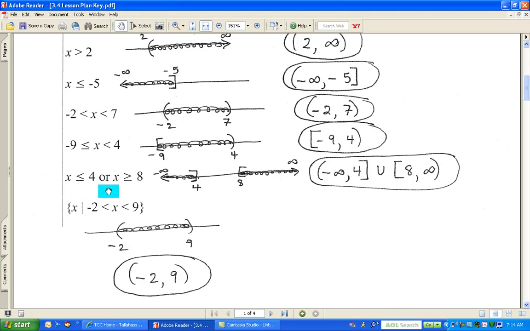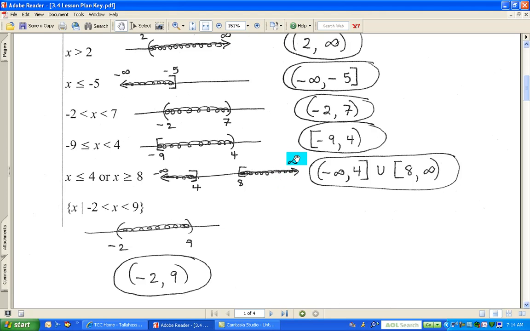We have an or statement, so let's graph each portion. X is less than or equal to 4. We put a bracket on the 4, we shade to the left, and we put negative infinity over that arrow. X is greater than or equal to 8. We bracket the 8, we shade to the right, and we put infinity.